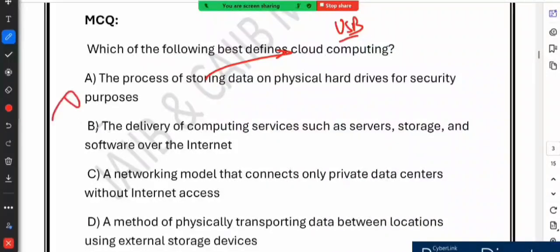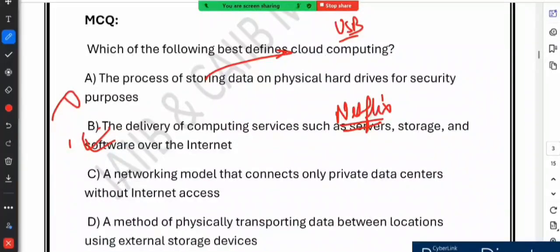Option B, the delivery of computing services such as server, storage and software. So basically this is the correct definition, right? Cloud computing allows individuals and businesses to use computing resources like server, database and application over the internet instead of maintaining physical infrastructure. You can think of Netflix. You don't download movies, but you stream them directly from the internet. Similarly, cloud computing provides businesses with on-demand computing power without the need to buy expensive hardware.